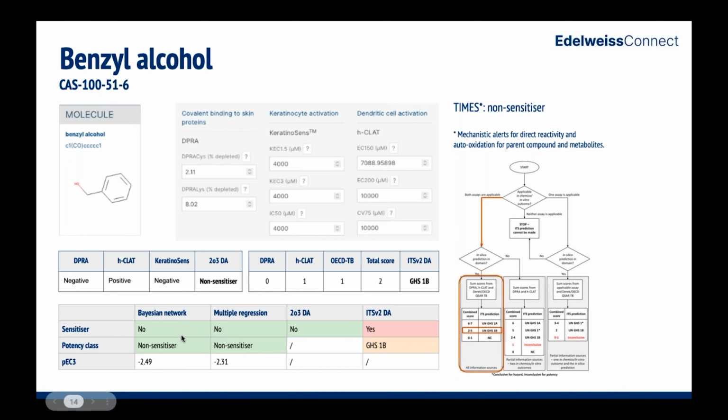Bayesian network and multiple regression also predicted benzyl alcohol as non-sensitizer. Only the in silico prediction within the guideline predicted benzyl alcohol as sensitizer. And the OECD toolbox was actually a structural alert based on read across that contributed mainly for the hazard classification for benzyl alcohol.